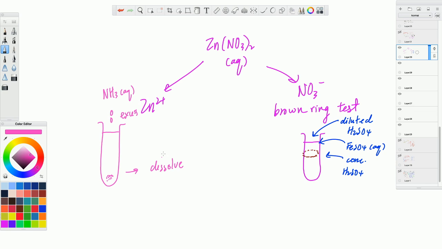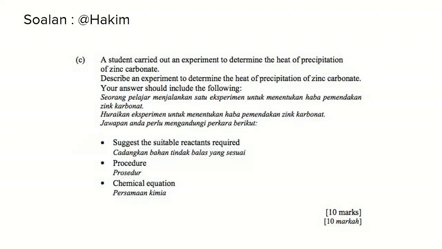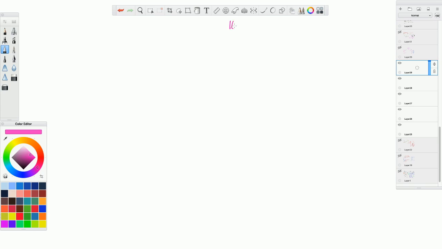Can I have a next question? A student carried out an experiment to determine the heat of precipitation of zinc carbonate. Okay, so you need to memorize first that zinc carbonate is an insoluble salt. So these kind of questions, right, is 10 marks. So you don't need to panic just because it's 10 marks, all right? It's not that hard to do. So you break it down first, 10 marks.